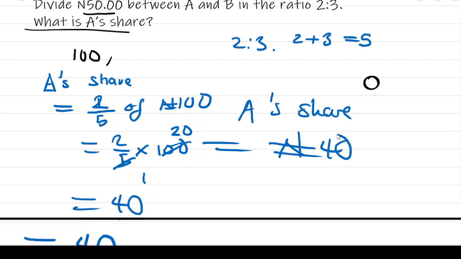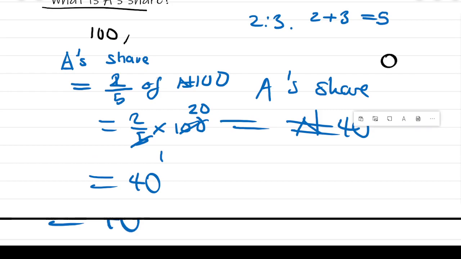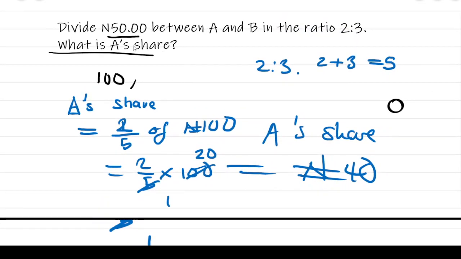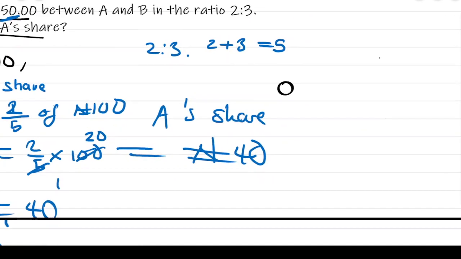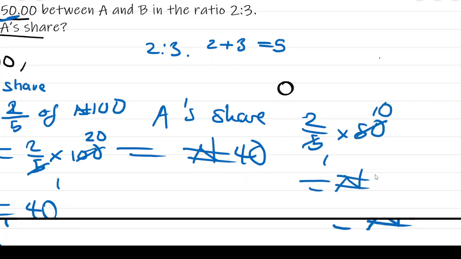That is how we do it. If you have to find B's share, it's 3/5 times the... No, it's actually 50 naira. Oh, okay, 50 naira, not really 100 naira. Sorry about that. The question says 50 naira here, but it doesn't really matter. For 50 naira, it should be 2 over 5 times 50, and then 5 here is 1, 5 here is 10. So that should be 20 naira.